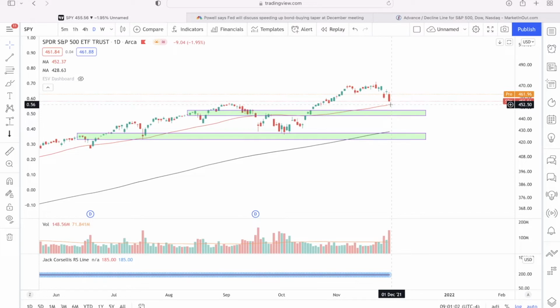The next support level that I'll be taking a look at for the S&P 500, if prices continue to fall, is this green box over here. So a price level of around 447 to this price level of around 443.